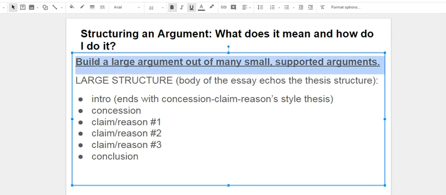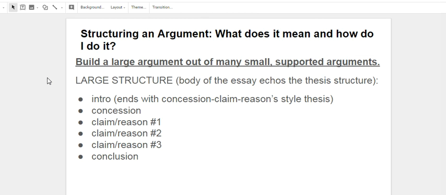So, what your job is when you're building an argumentative essay is to build a large argument out of many small supported arguments. Your large argument is whatever claim you made in your thesis statement, right? And in your thesis statement, you gave three reasons why that claim is true. And so basically, how you're going to prove that claim is by finding evidence to support each of those reasons.